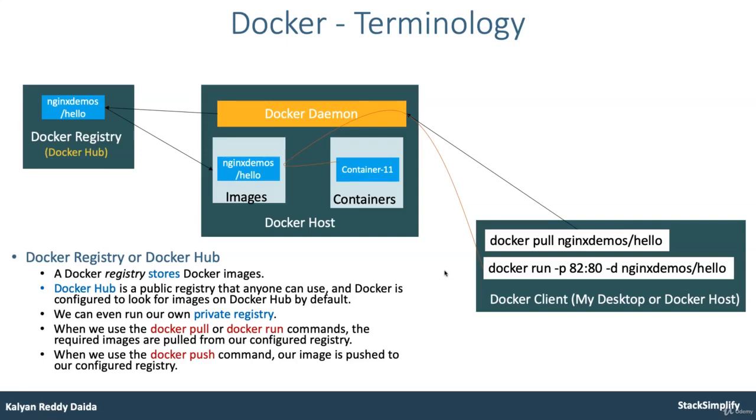So flow one is what we have seen here: pull our container image and then run it as a container, right? The second flow is to build an image, run it as a container locally, test it, and finally push it to Docker Hub. So we are going to see all those things now in a step-by-step manner.